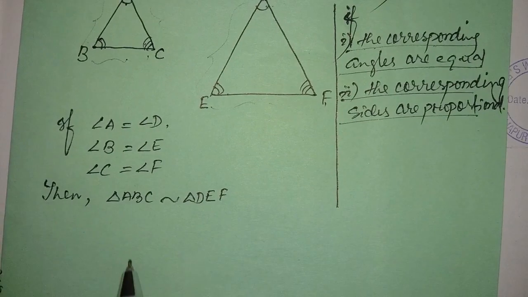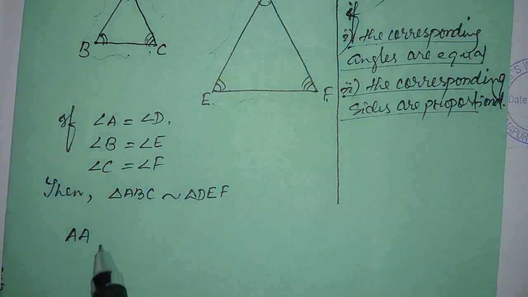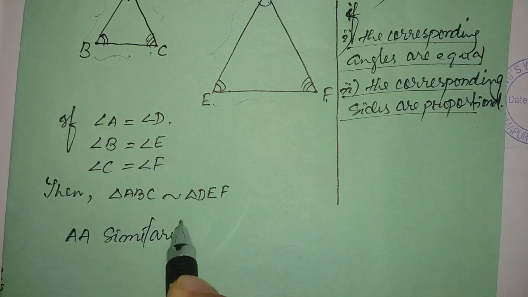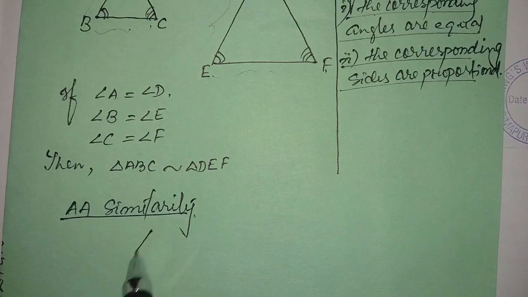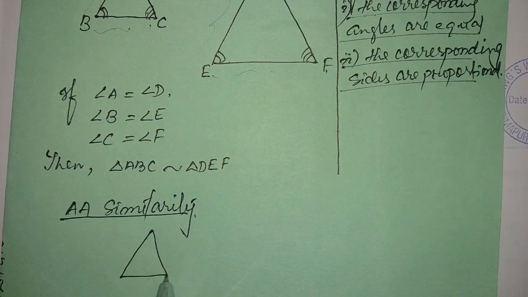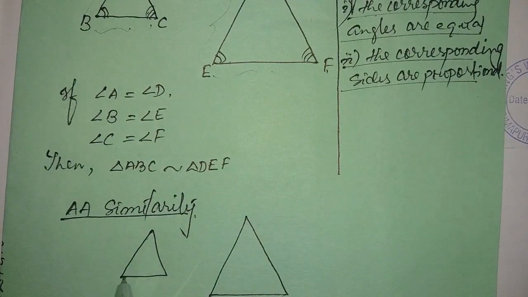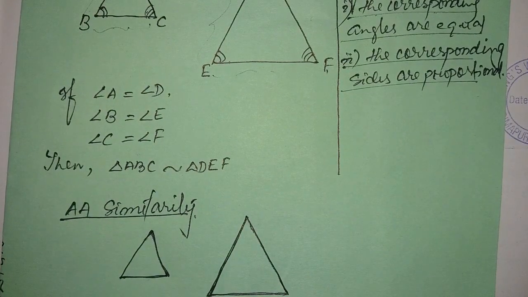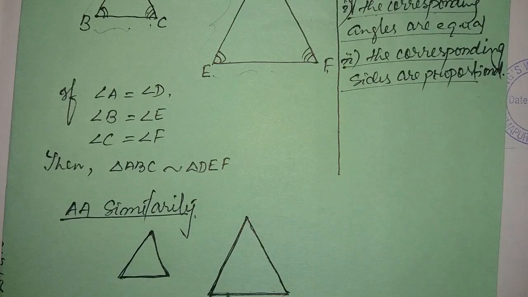Now we will go to the next theorem, that is AA similarity, which follows from this. AA similarity says if two triangles are such that any two angles of one triangle are equal to their respective corresponding angles of another triangle, then the two triangles are similar.